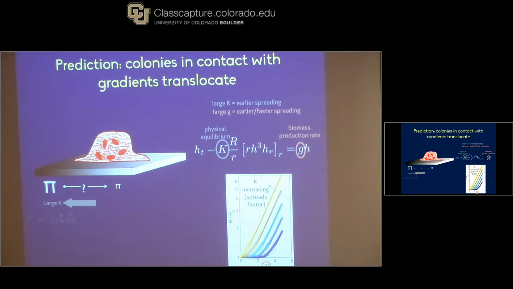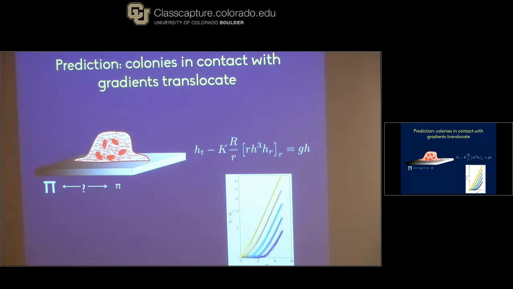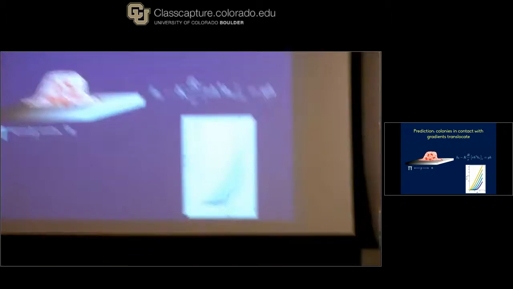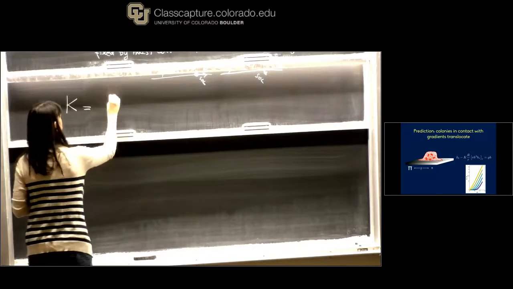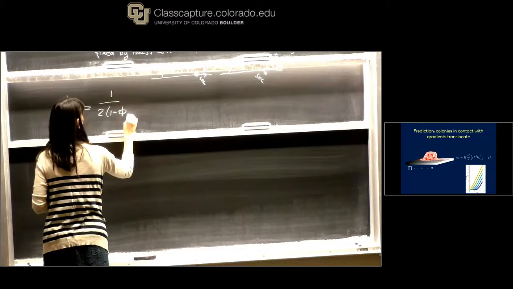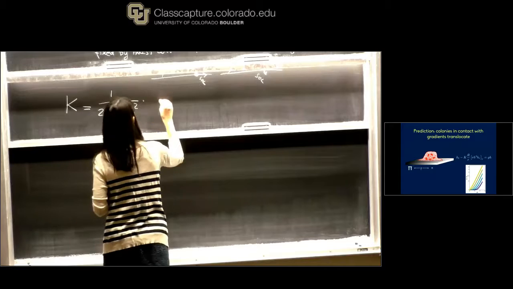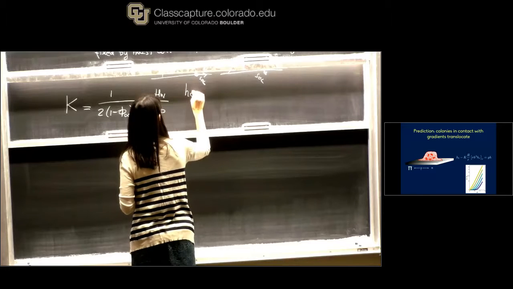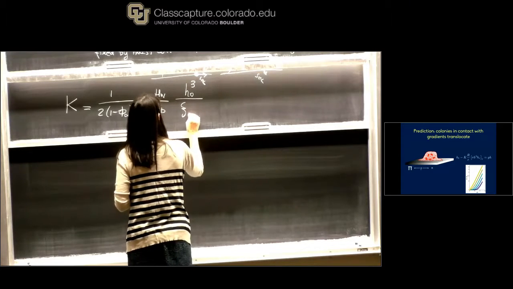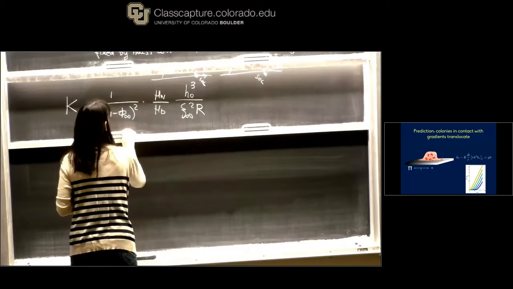Oh, I forgot to write the expression for k. It's not in the slides, so I'll write it down here. What k is, it will be complicated, but we'll try to understand it. Then there is mu water, mu b, and then there is h0 to the cubic. Okay. This is what k is.